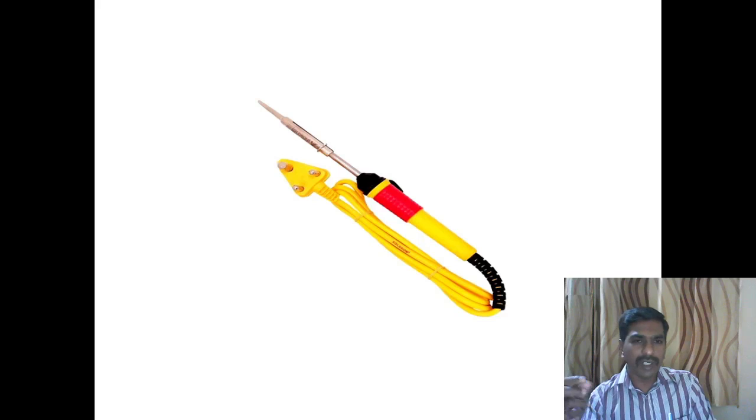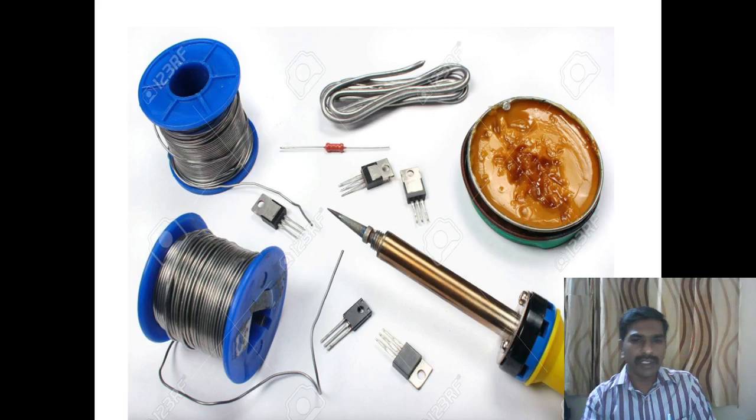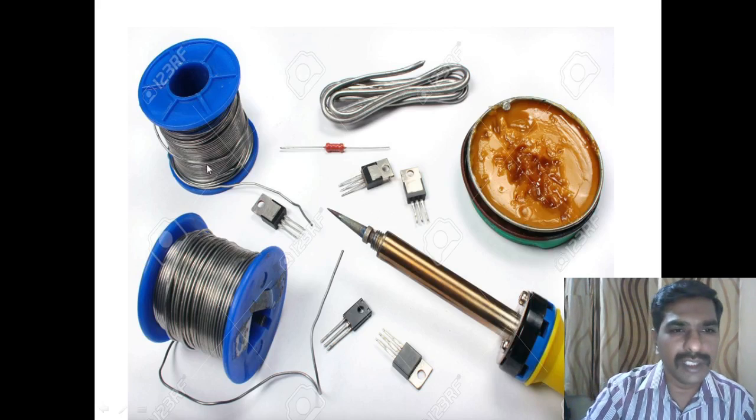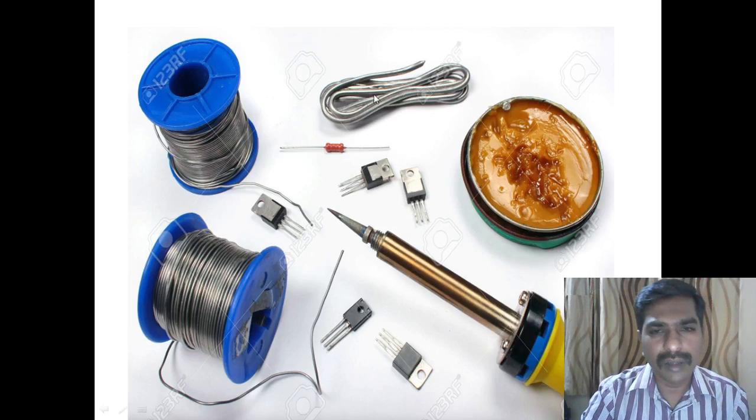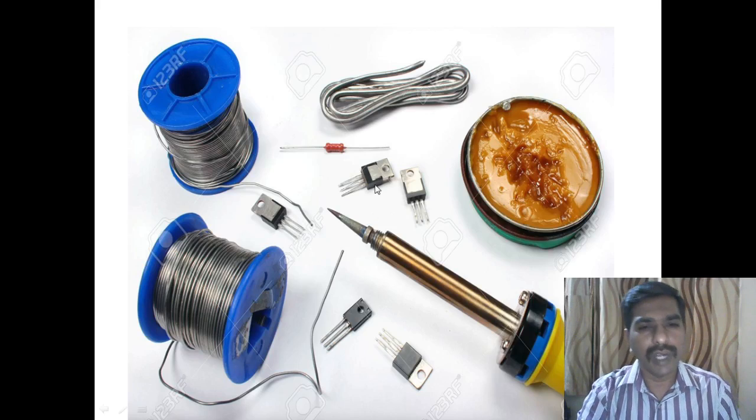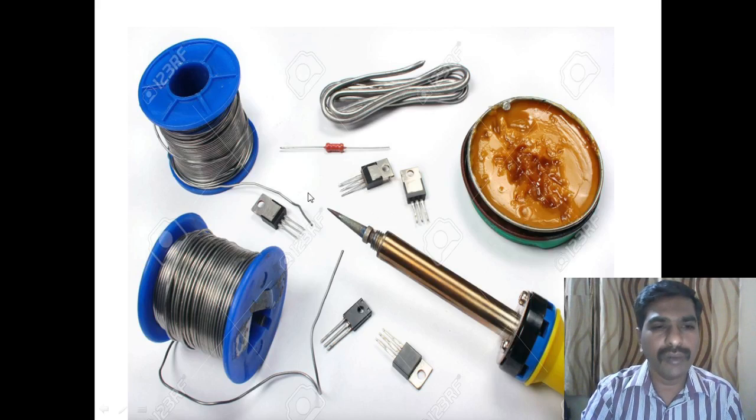Coming to the soldering gun: to develop a PCB, or printed circuit board, or to solder an electronic circuit diagram, we use the soldering gun. And this is a complete set. The soldering set has solder lead, wax, and a soldering gun, and we use it to solder electronic components in a circuit diagram.